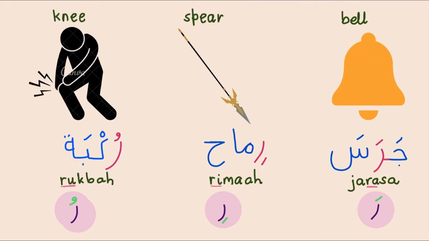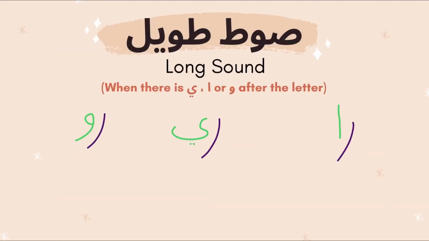Let's see some words with the short sound. Jarasa, Rimah, Rukbah. Let's repeat. Bell is Jarasa, spear is Rimah, and knee is Rukbah. These were our short sounds.